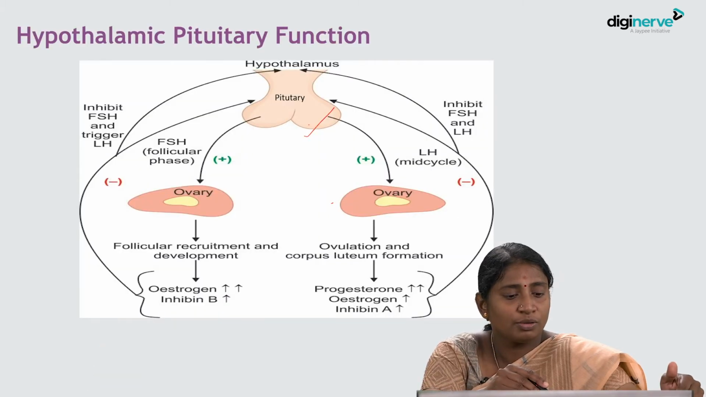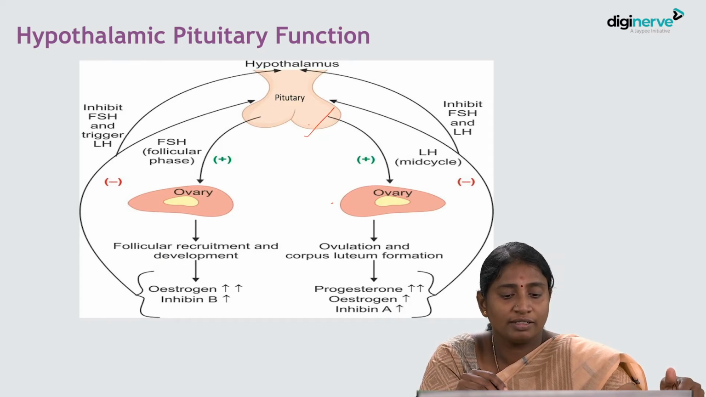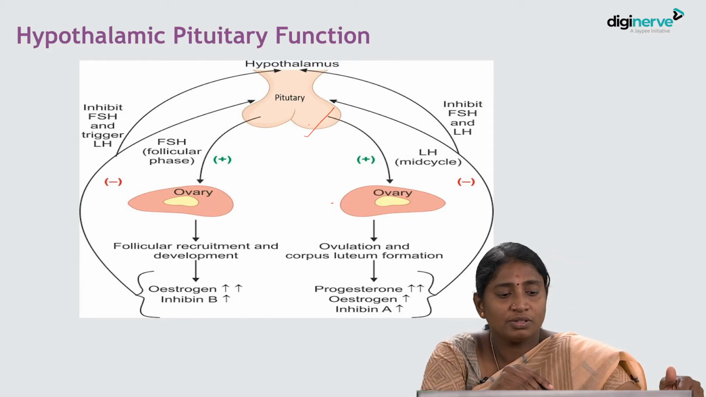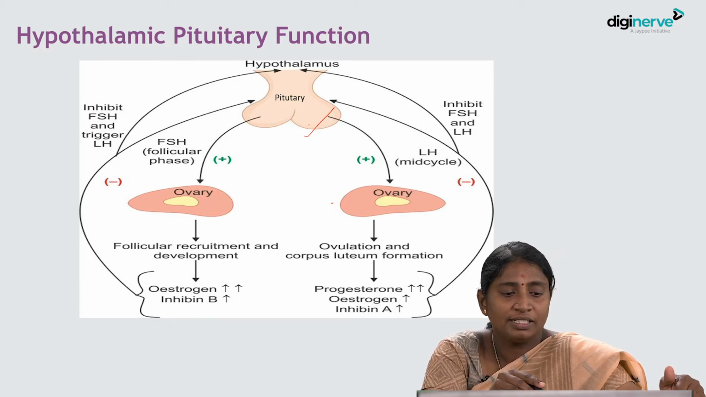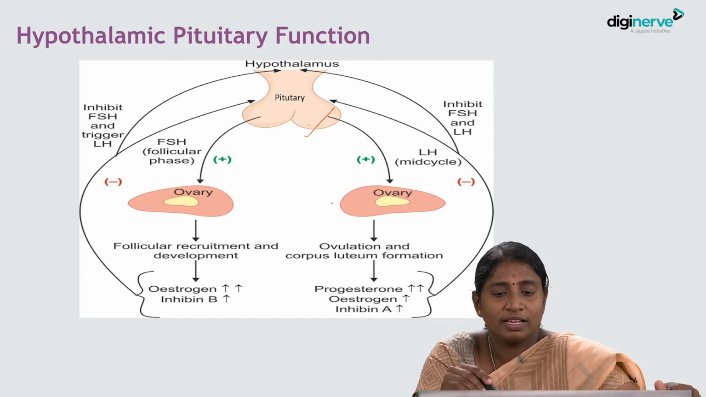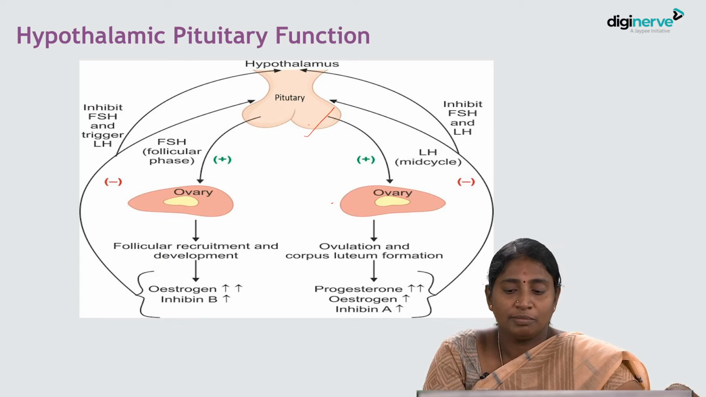Follicular recruitment and development increases the level of estrogen and inhibin B, whereas ovulation and the corpus luteal formation increases the production of progesterone, estrogen and inhibin A. Once the estrogen levels increase more than normal, it sends a negative feedback to the pituitary, thereby suppressing the release of follicle stimulating hormone. In the same way, the increasing levels of progesterone send a negative feedback to the pituitary and inhibit FSH and LH production, leading to the initiation of the next menstrual cycle.